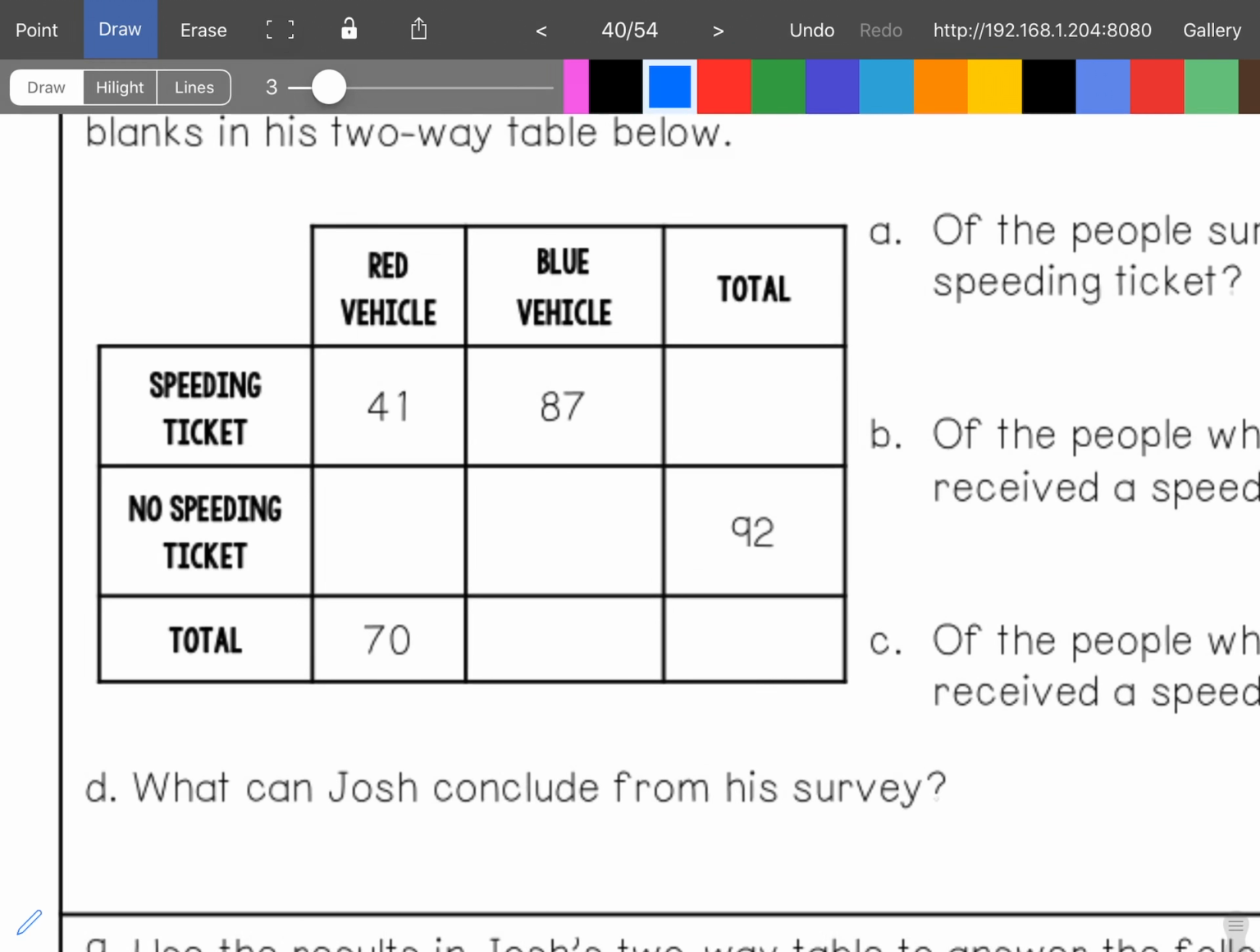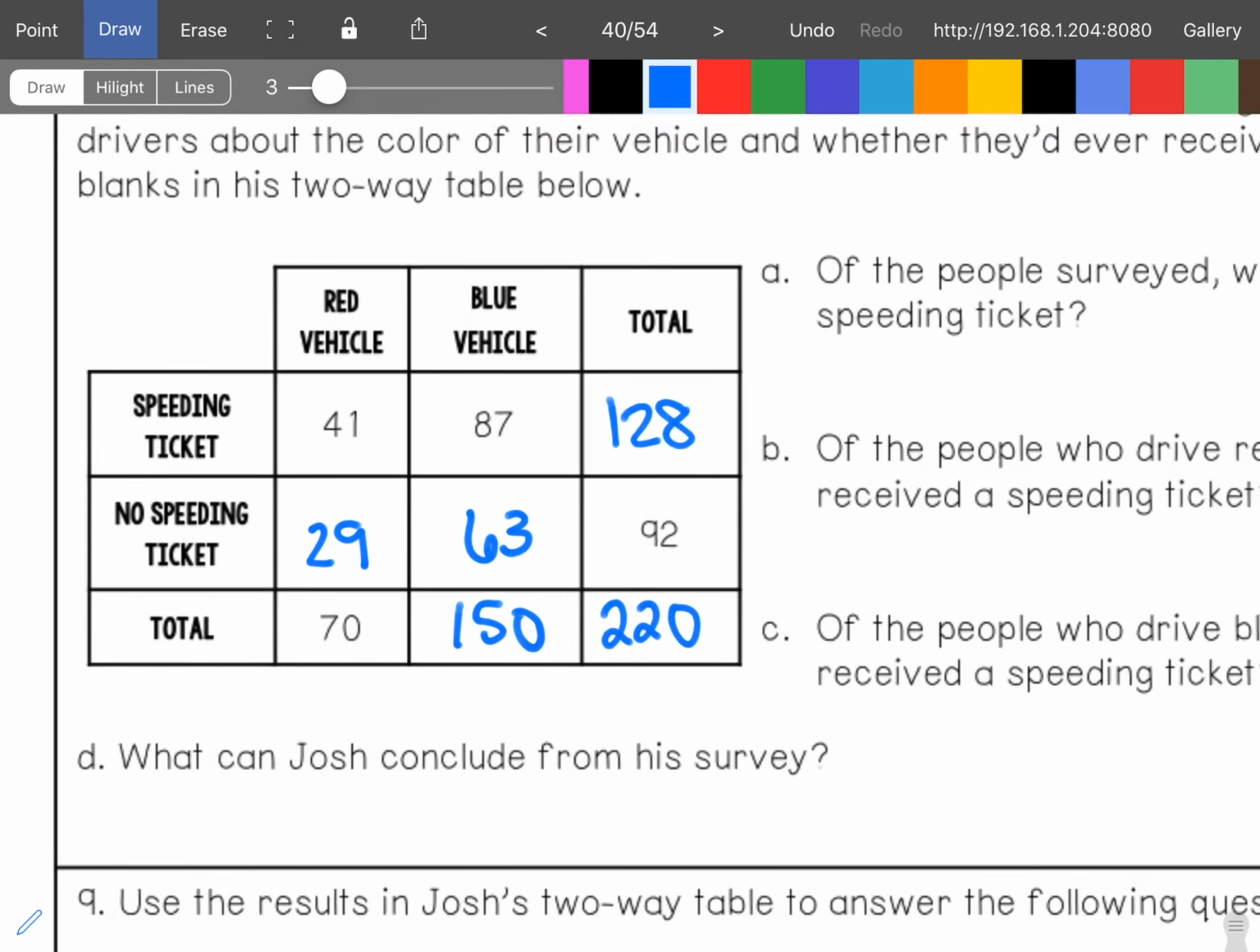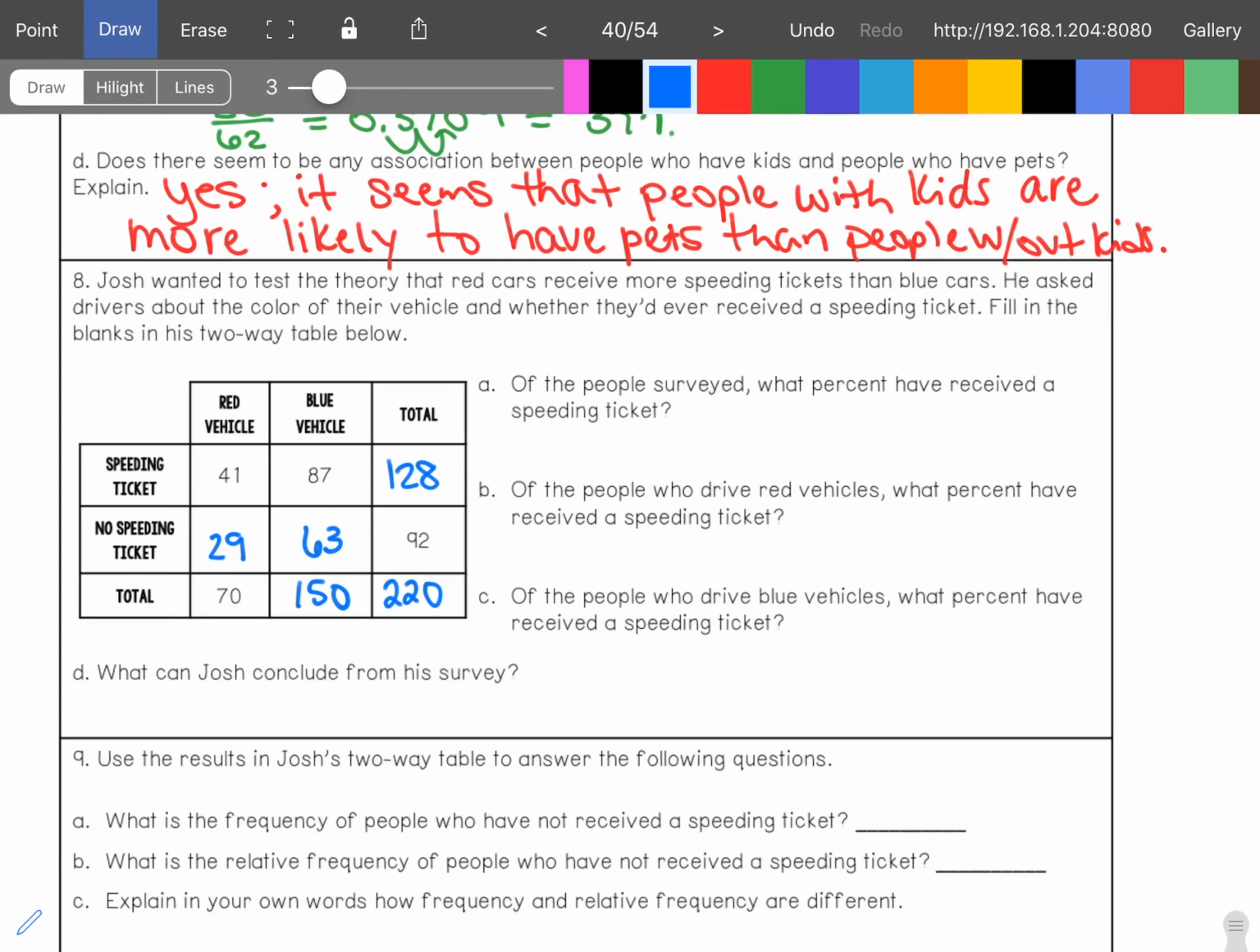Okay, let's check your table. So hopefully you added straight across 41 and 87 and got 128. And then you add straight down 128 and 92 and you get 220. And then 220 minus 70 would be 150. And then still filling in these gaps. There's our missing numbers.